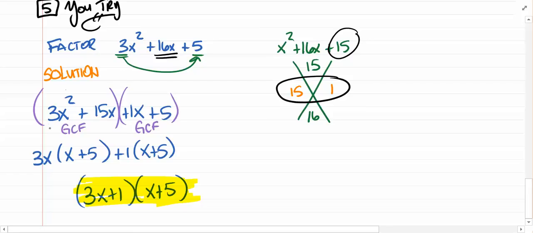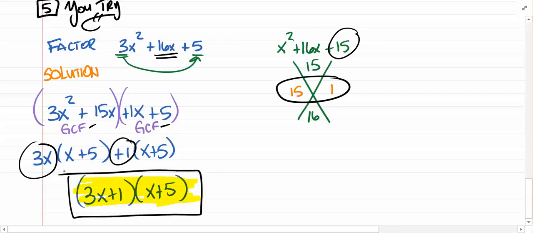So I'm going to have 3x squared plus 15x plus 1x plus 5. From there, I factor out the greatest common factor of each one. The GCF of the first term is 3x. The GCF of the next term is positive 1. Therefore, the answer is 3x plus 1 multiplied by x plus 5.